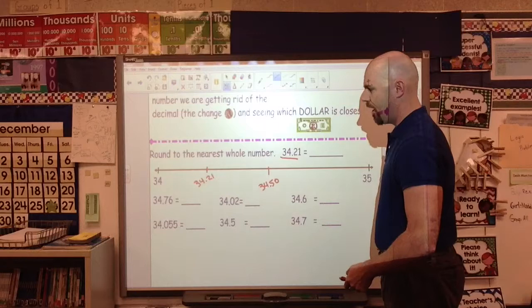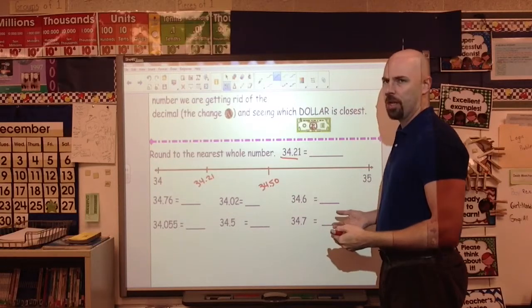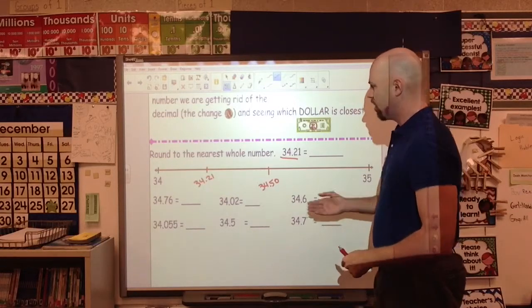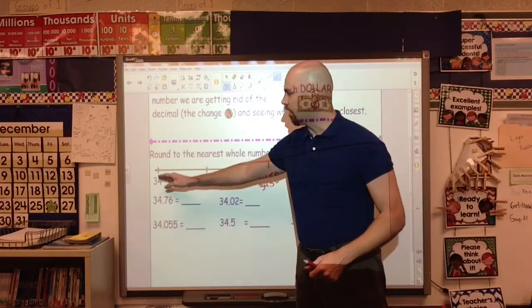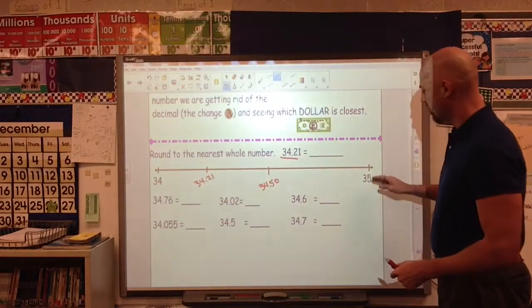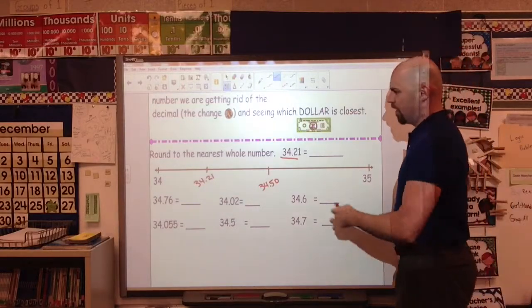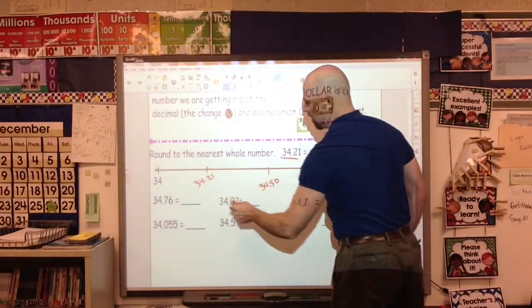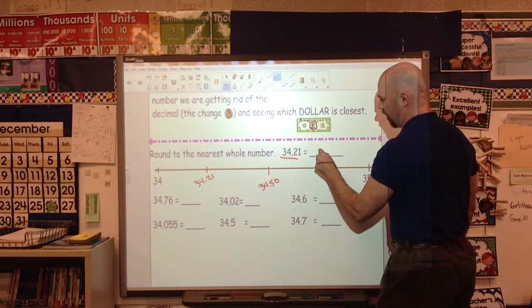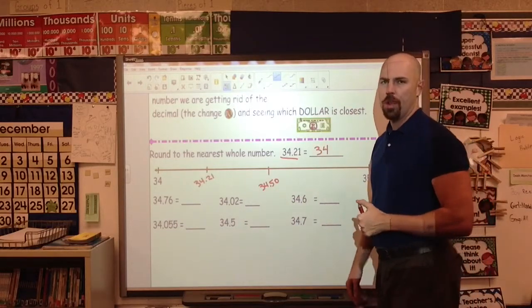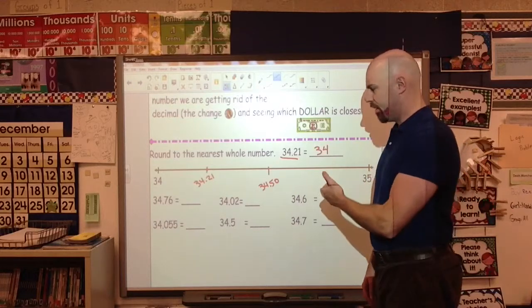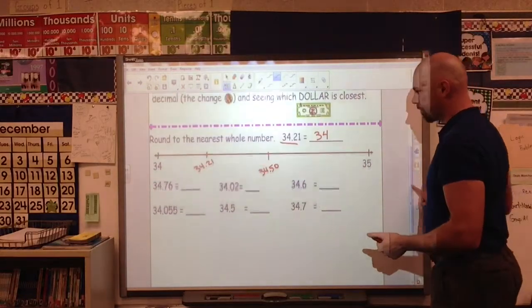And after we have that, all we do is say, okay, well, let's look on the number line and say, what is this closer to? Is $34.21 closer to being 34, or is it closer to being 35? And obviously, the distance here, it's a lot closer to being 34, so when we round that to the nearest whole number, that would be 34. And then we practice some examples down below.